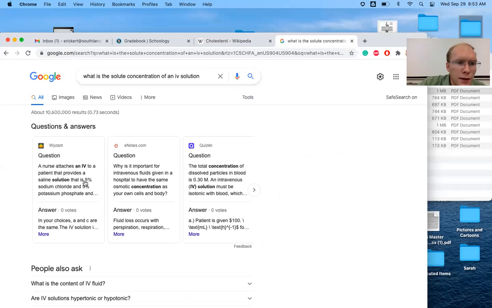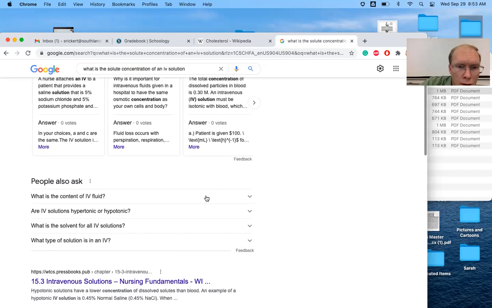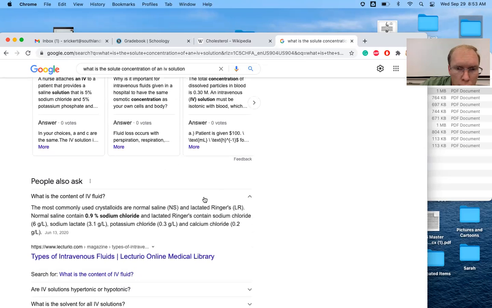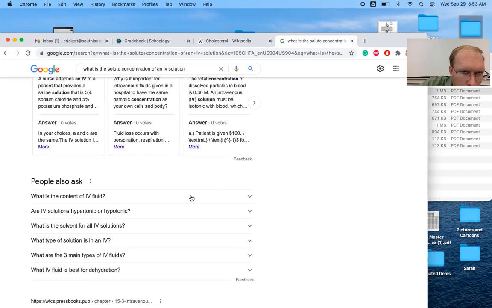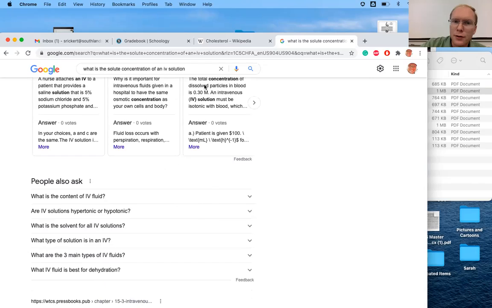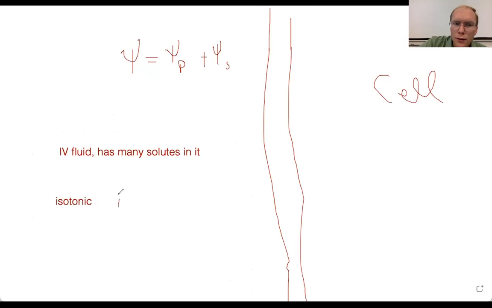So 5% saline, that doesn't really answer my question. Okay, 0.3 molar. Okay, that answers my question. So yeah, they're listing lots of different things. That's not really helpful, but there's many different types of IV fluids, and they have different things in it depending on their particular needs. But regardless, all of them are going to be about 3 molar.